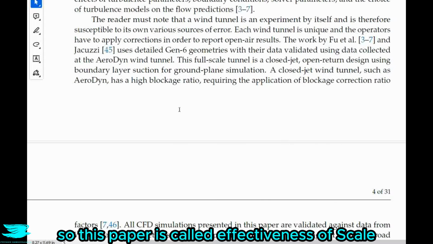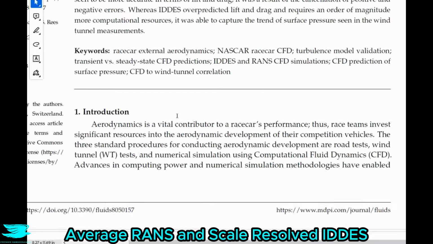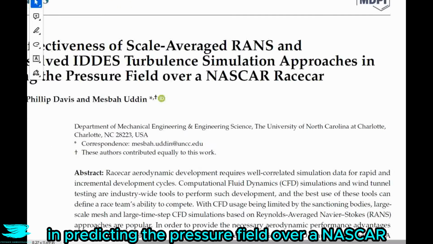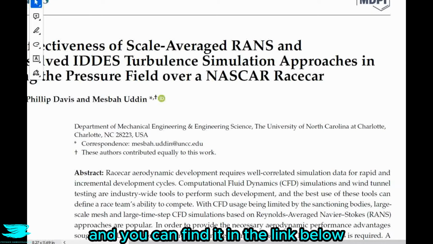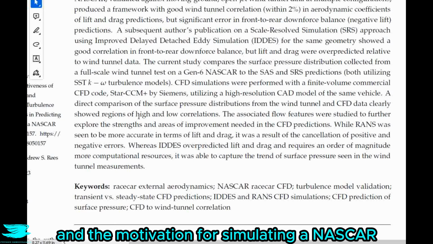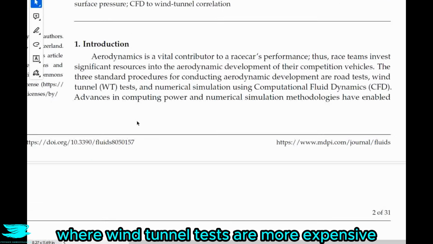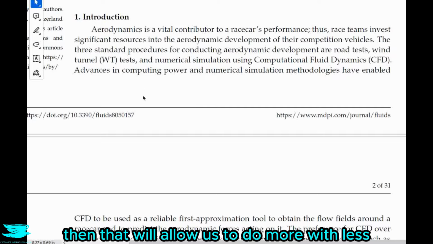So this paper is called Effectiveness of Scale Averaged RANS and Scale Resolved IDDES Turbulence Simulation Approaches in Predicting the Pressure Field over a NASCAR Race Car. This is open access and you can find it in the link below. And the motivation for simulating a NASCAR instead of using a wind tunnel test is the same old chestnut, where wind tunnel tests are more expensive and use more resources. So if we can use CFD, then that will allow us to do more with less.